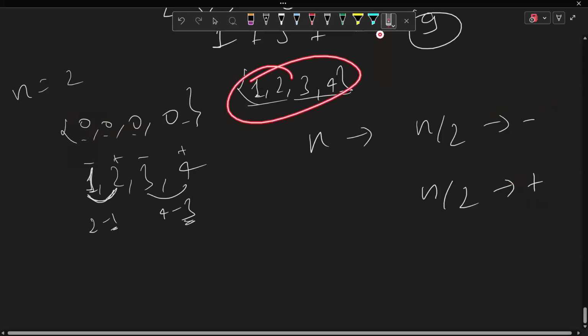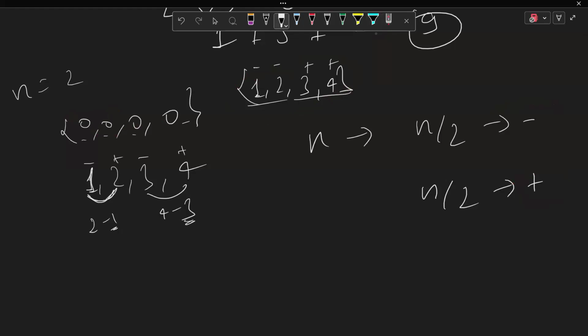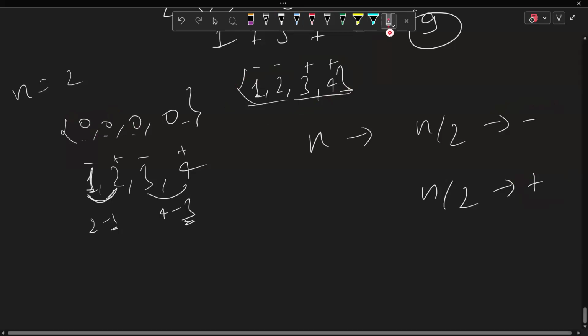So for this case, the best thing that you can do is assign the greater values as plus sign and smaller values as minus sign in order to increase your final overall sum. So what you would do, you would just divide this. You have 2n elements. So the first n elements would be assigned minus sign. The last n elements would be assigned plus sign.